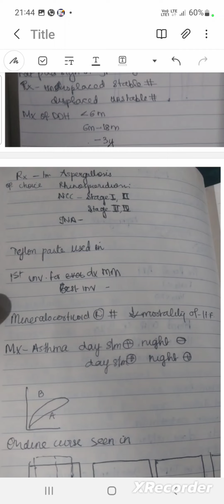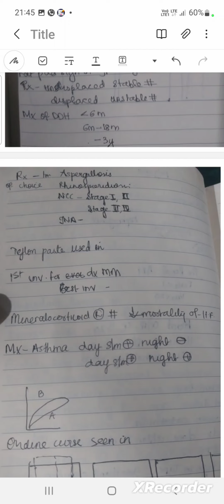Mineralocorticoid receptor blocker decreases mortality of heart failure. So you have to remember heart failure mortality decreasing drugs. There are beta blockers, ACE inhibitors, so A, B. Calcium channel blockers like amlodipine are not there. Now other drugs are mineralocorticoid receptor blockers and new drugs like SGLT2 inhibitors, ARNI, all those.